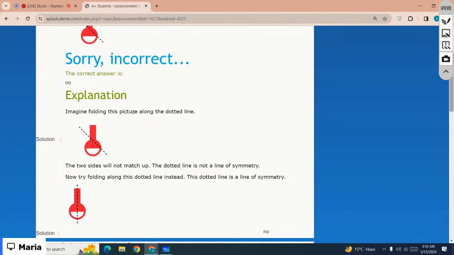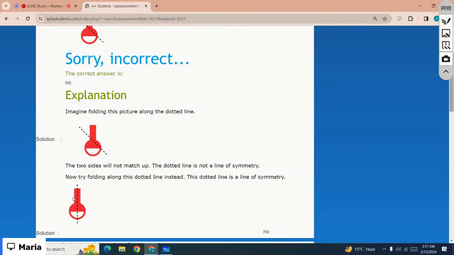Imagine folding this picture along the dotted line. The two sides will not match up. Like if you fold like this, the two sides are different. The dotted line is not a line of symmetry. Now try folding along the dotted line instead. The dotted line is a line of symmetry.